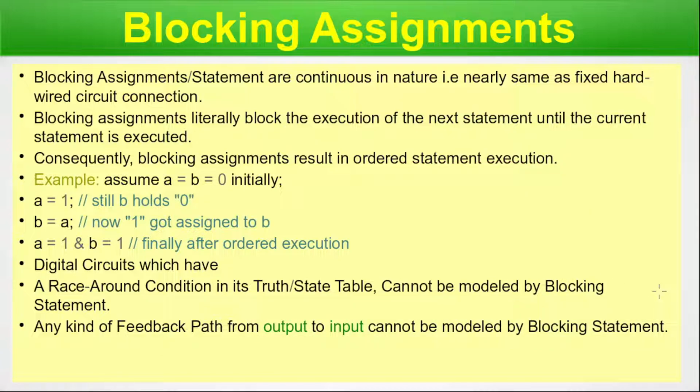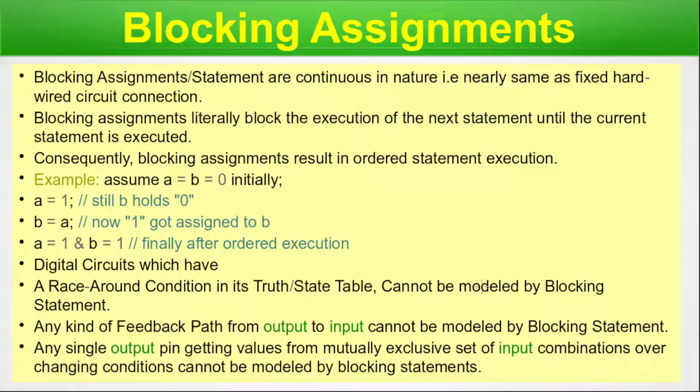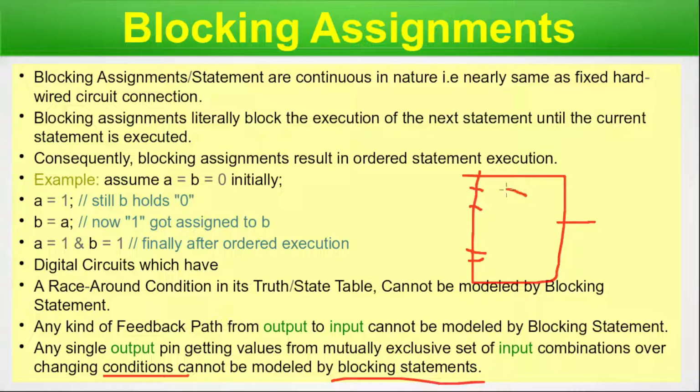Not the feedback path only, but the entire circuit cannot be done by the blocking statement. The results will be erroneous. Any single output pin getting values from mutually exclusive set of input combinations over changing conditions cannot be modeled by blocking statements. So you have a circuit, it's a block. Here your output is same. Here you have two inputs and here you have two inputs. So there are some combinational circuitry and you have some selection switch.